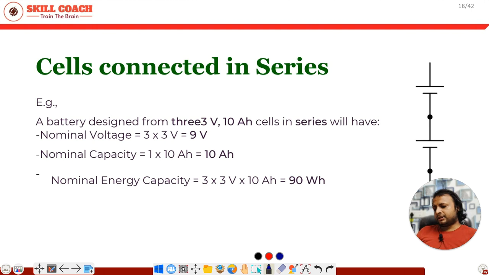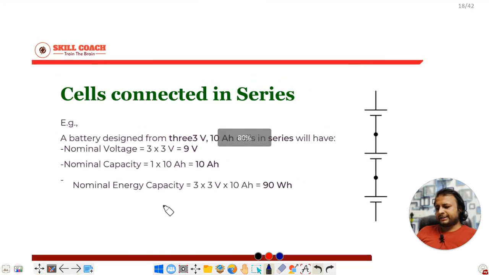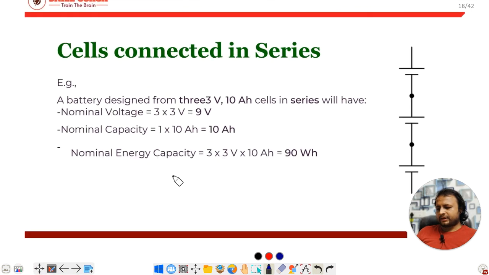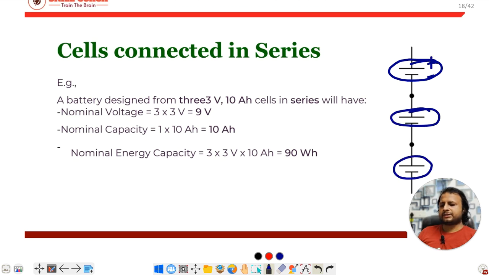Okay, let's move ahead. What is the connection you can understand here? Already I explained, but with the help of this calculation you can understand. Suppose we have one cell, this one is the second cell, and this one is the third cell. You can understand this is plus, this is minus, plus, minus, something like plus and minus.